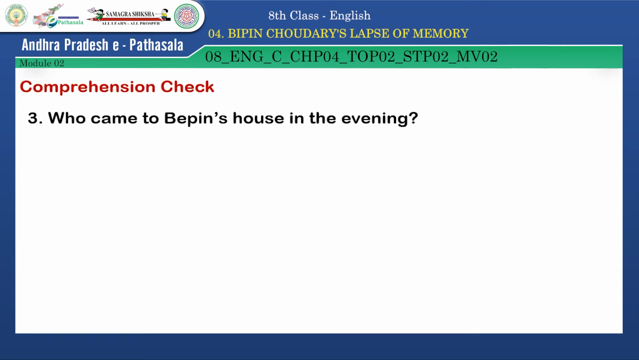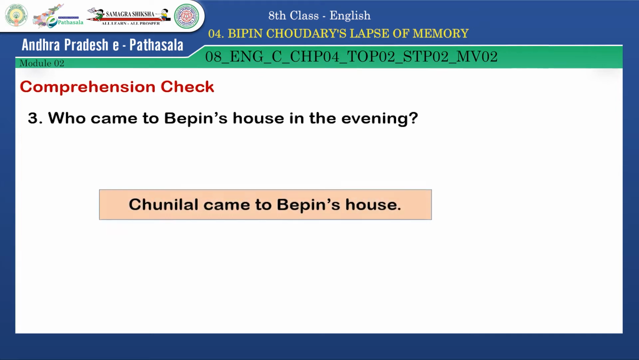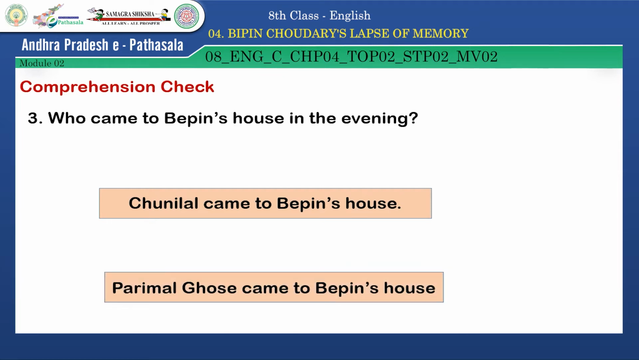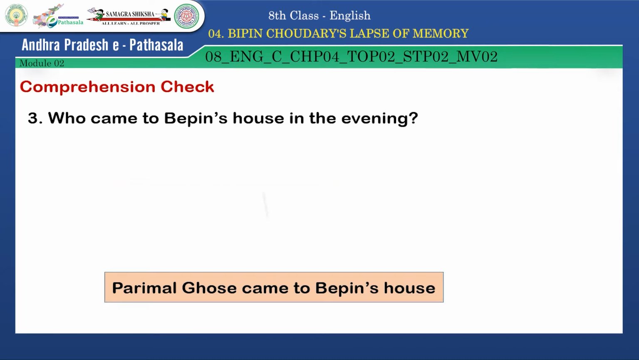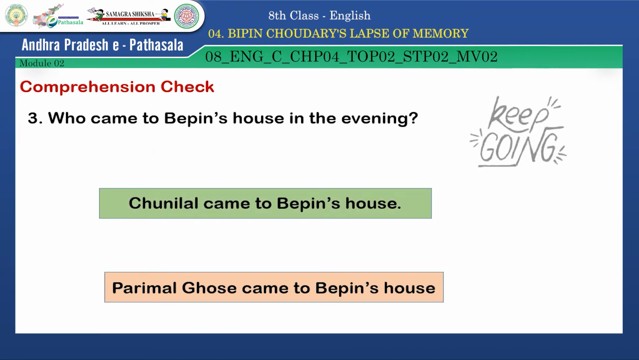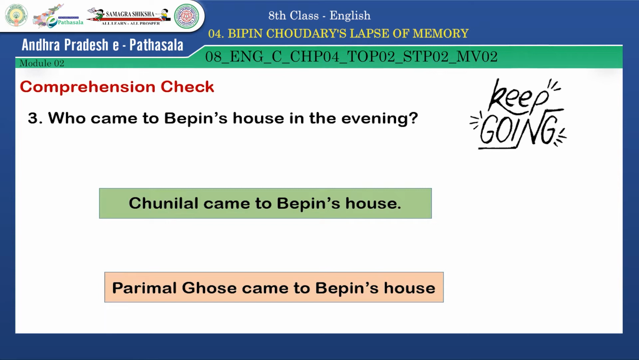Next, one more comprehension check question. Who came to Bipin's house in the evening? Did Chunilal come to Bipin's house, or did Parimal Ghosh come to Bipin's house? What is the right answer? Yes, you are right. Chunilal came to Bipin's house is the right answer. Keep going.